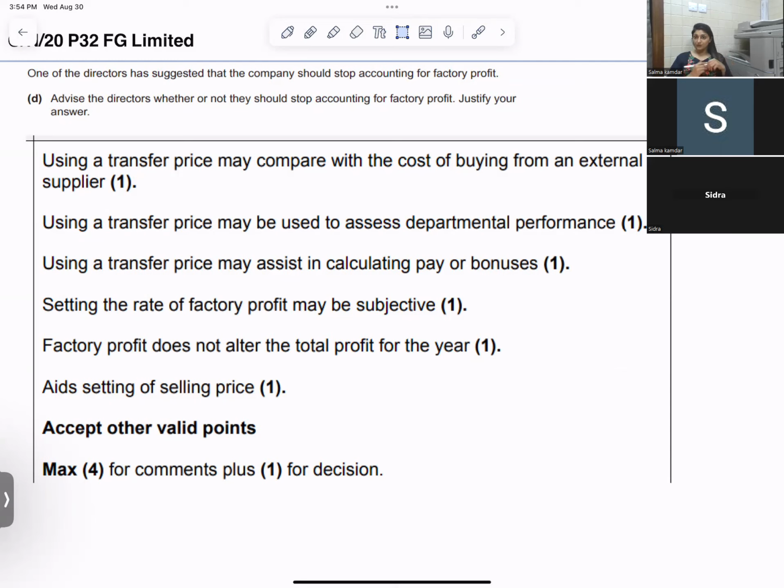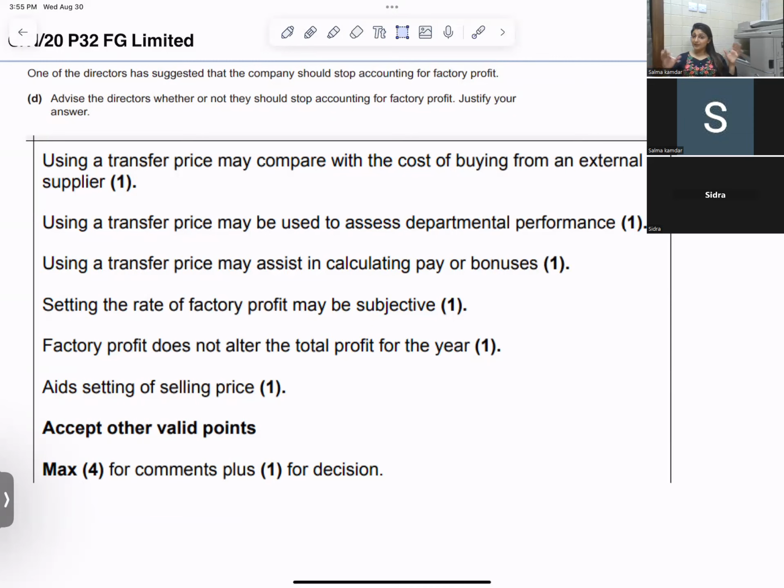Can you give better words for it? Productive or else. It helps you to assess the performance of your manufacturing department. Okay. Factory profit is not going to change the overall profit, but it will help us to know separately the profit from trading and profit from manufacturing.